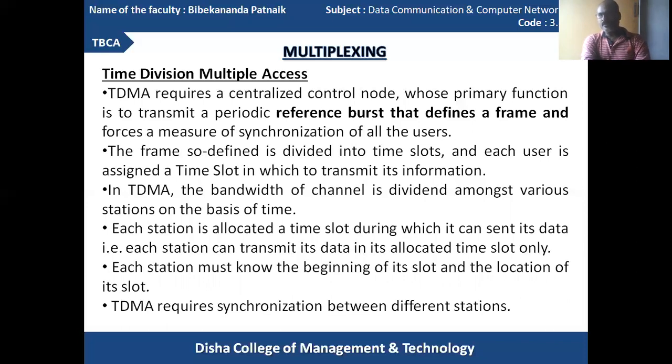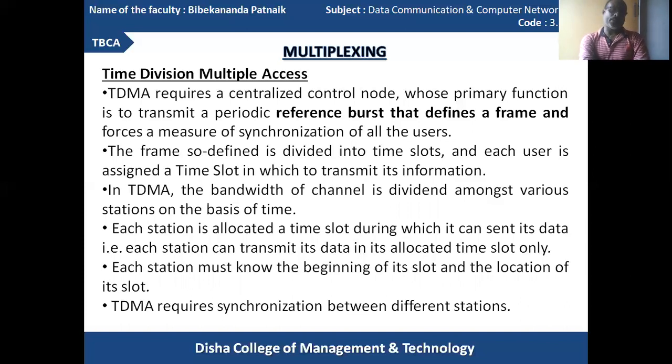So every individual station has its own time slot, which is given by the network or the system, and with the help of that time slot, we can transmit data from one station to another station. The next point is, each station must know the beginning of its slot and the location of its slot. So every station must know where its time slot begins and the location of the subsequent slot.